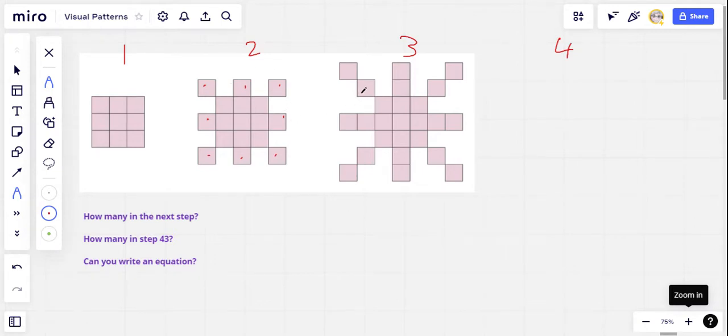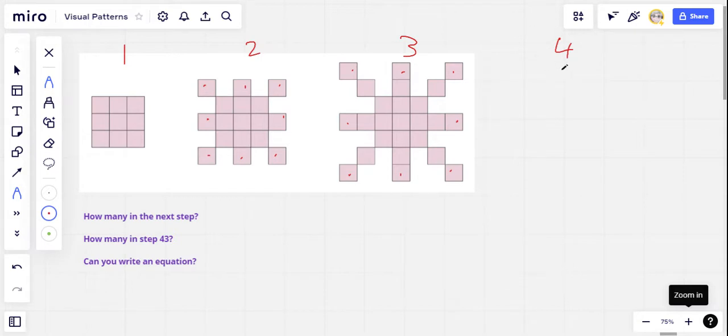And then let's see if we can see that pattern in step 3. Yeah, there it is. And we added 1, 2, 3, 4, 5, 6, 7, 8 more. So it looks like we are increasing by 8 in every step of this pattern. So maybe it's not going to be an x squared. Maybe it's a simple linear pattern.